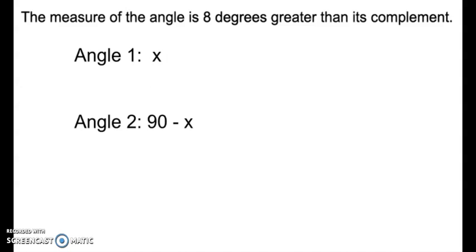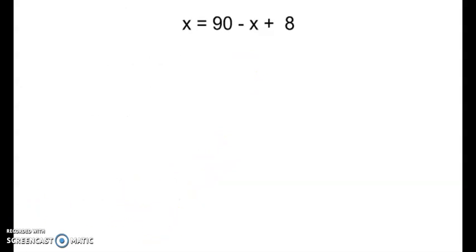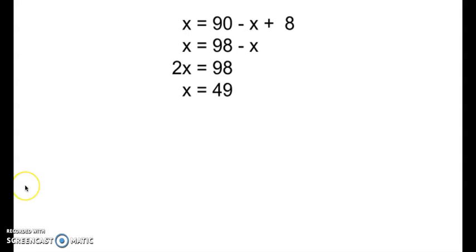So the measure of an angle is x. So x is 8 degrees greater than its complement. So we have our complement of 90 minus x, plus 8 says 8 greater than that. So now we solve that equation. Combine like terms, 90 and 8 is 98. Then we add x to both sides and we get 2x. Then we divide both sides by 2 and we get 49. To find the complement, you subtract 49 from 90 and we get 41.